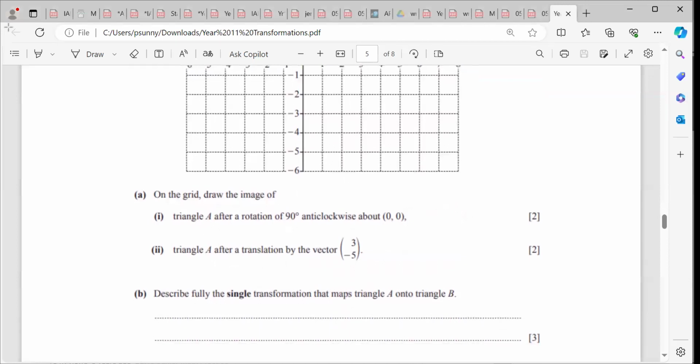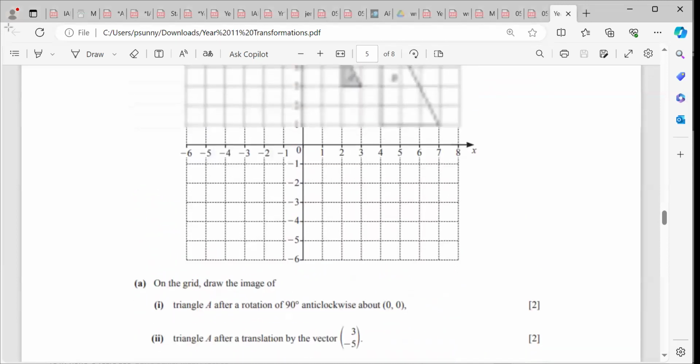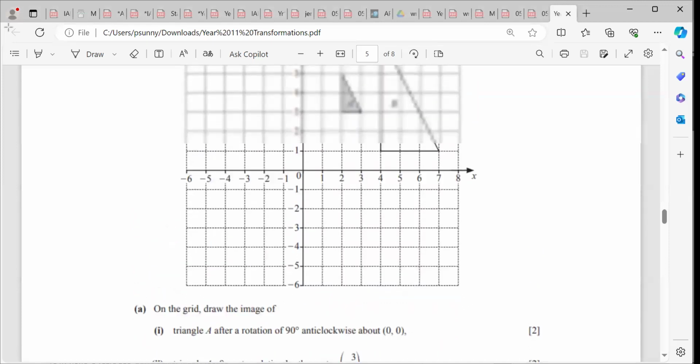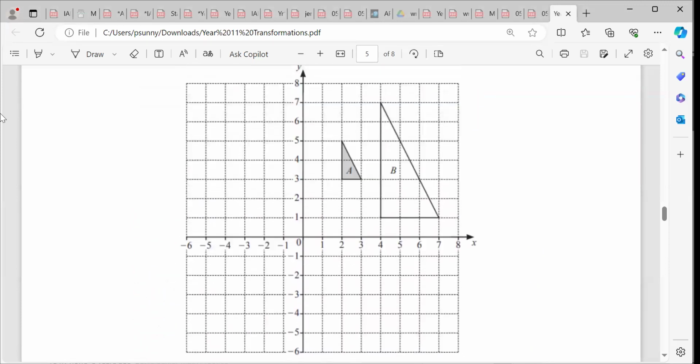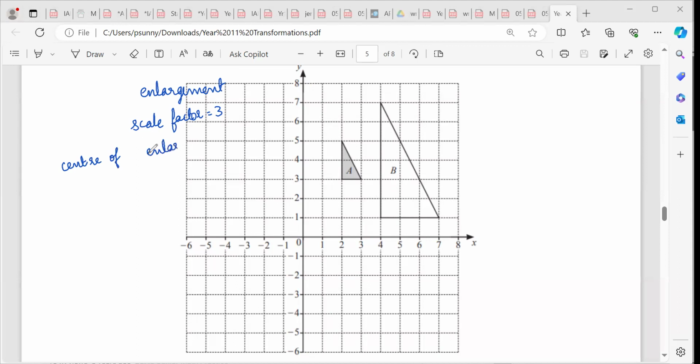Describe fully the single transformation that maps A onto triangle B. A and B, clearly I can see that this is an enlargement. So we will write enlargement. And scale factor, we know this is 1, 2, 3, 4, 5, 6. Here 1, 2. So scale factor is 3. Scale factor is equal to 3. And we need to find out the center of enlargement.